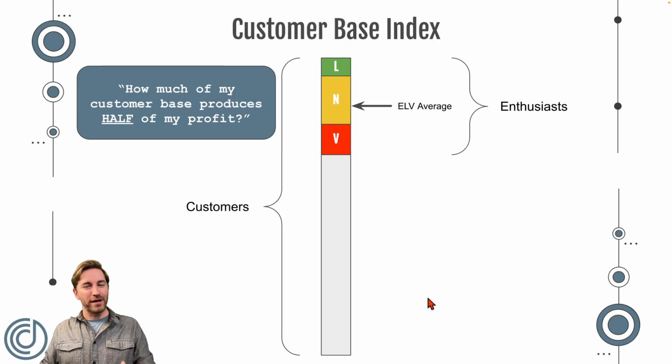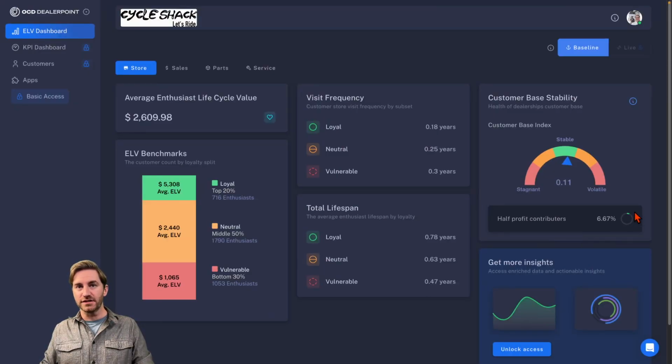Because we found that number so interesting, we created it on the platform as well, so you will be able to see that number for your store. Half profit contributors is 6.67%. That's 6.67% of this customer base produces half of that profit. This is a pretty common number we're seeing across a lot of different stores. But we also noticed that this created another comparison number.